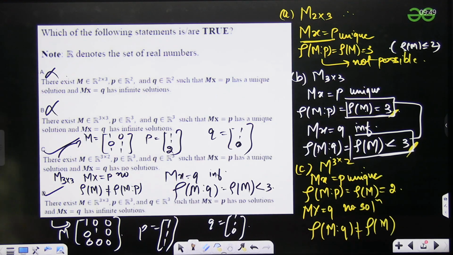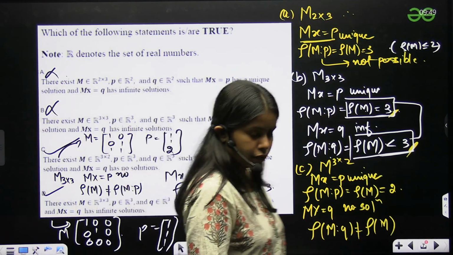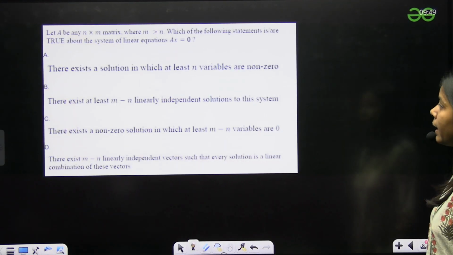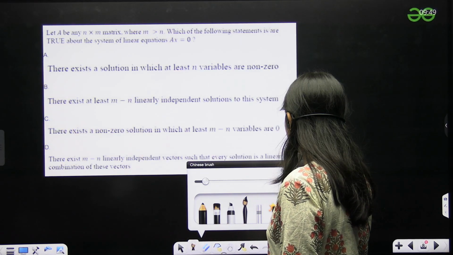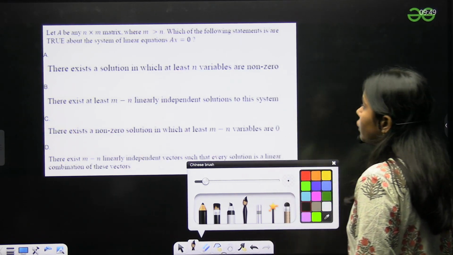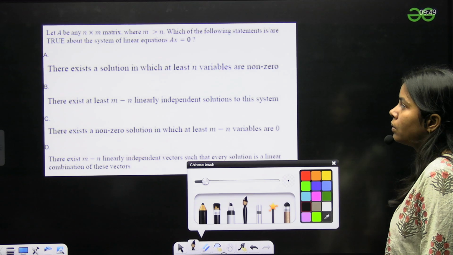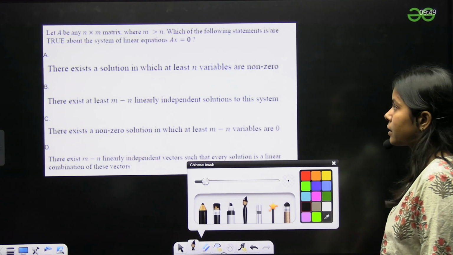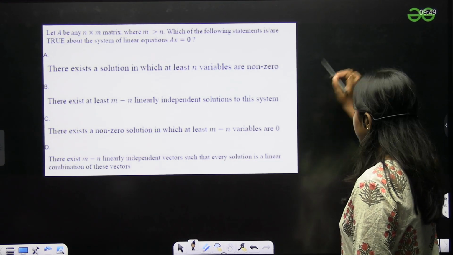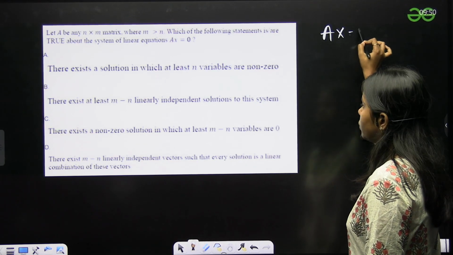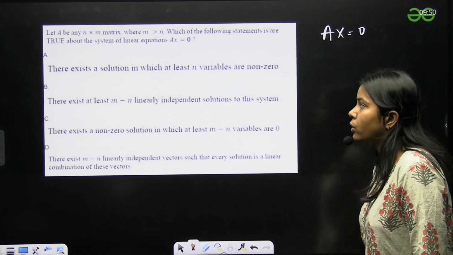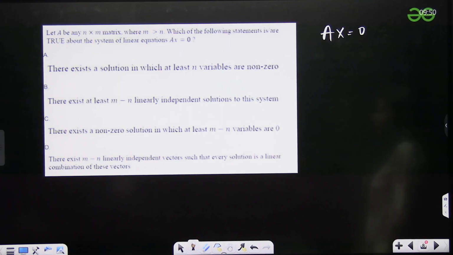Let's do one more question. It says that A is an m cross n matrix where m is greater than n. Which of the following statements is true about the system of linear equations Ax equals 0? So again, this question is based on the homogeneous system of linear equations Ax equals 0. So, there exists a solution in which at least n variables are non-zero.